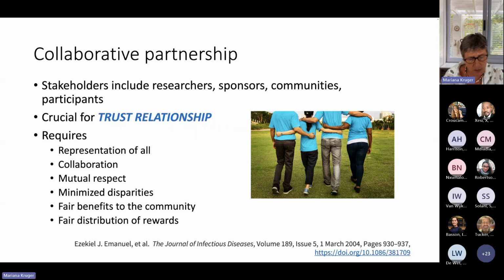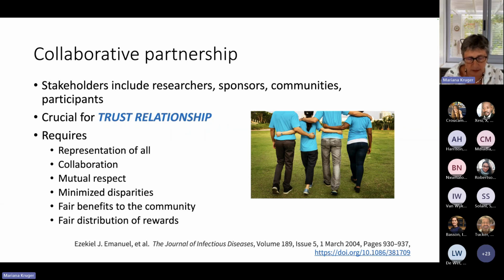And so for this particular collaborative partnership, there should be representation of all, there should be good communication, always, there should be mutual respect. We should look at ways of minimizing disparities, and that research should actually lead to fair benefits to the community with a fair distribution of the rewards. And this sometimes can be quite complex.